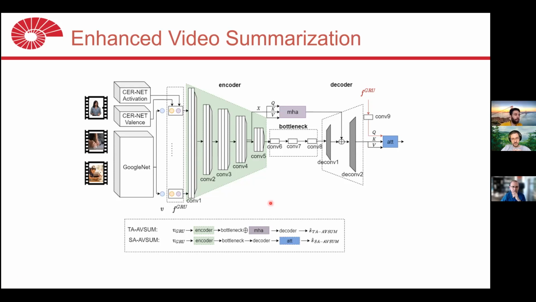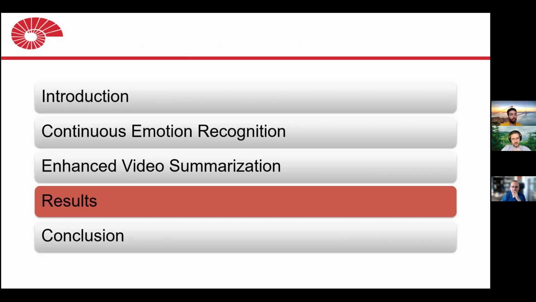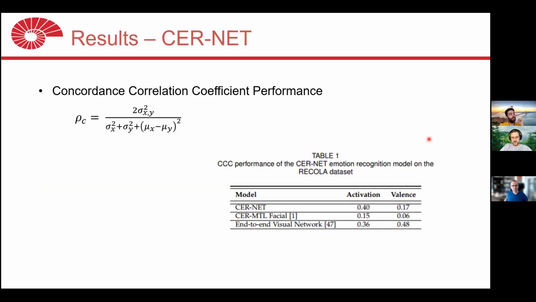Okay, now let's move on to the next slide. I will try to show the performance of the modules that I presented up to now. We will start with the continuous emotion recognition module, which we named CRNet. As I mentioned, the performance of this kind of module is measured with the concordance correlation coefficient, and we have two attributes here, the activation and the valence.